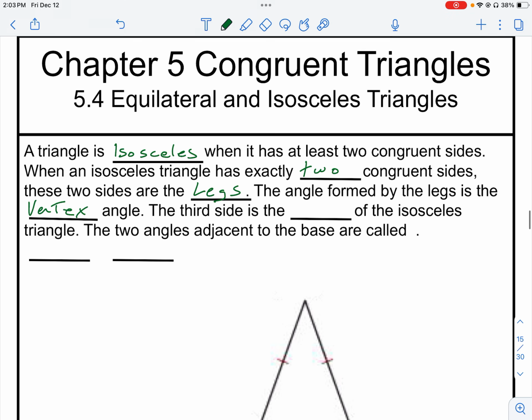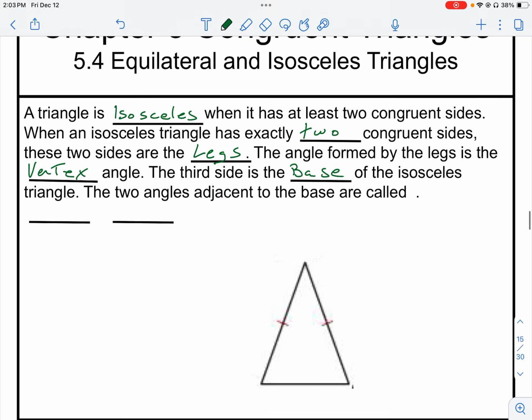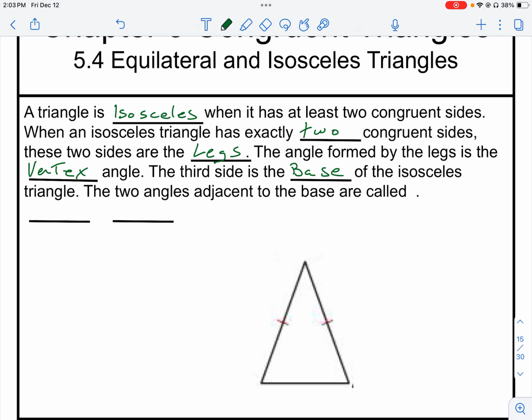and the third side, the non-congruent side, is the base of the isosceles triangle. And then the remaining two angles that are formed by the base are called, oddly enough, the base angles.